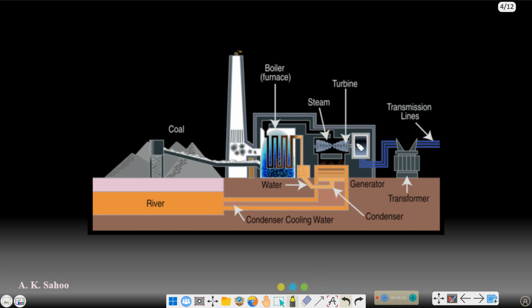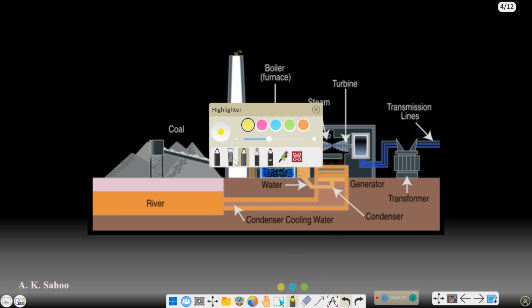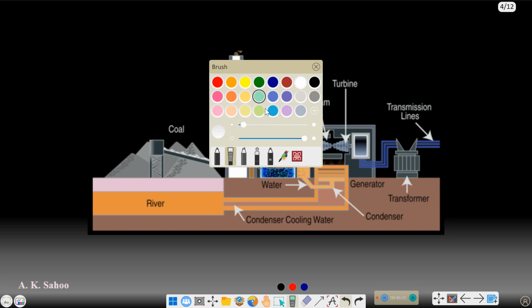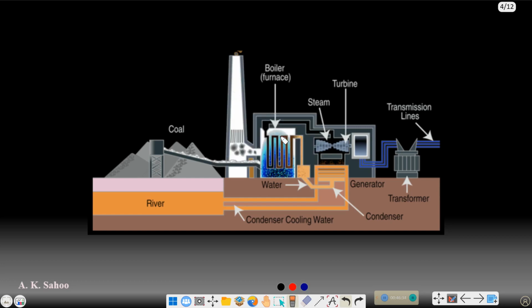After producing work, let me use a pen over here. Now you can say we are getting some amount of work from here, and this work will be sent to the generator. This generator will be producing electricity, and there is a transformer, and through the transmission lines the electricity will be distributed. After producing work, the steam will be going to the condenser. So this is the condenser.